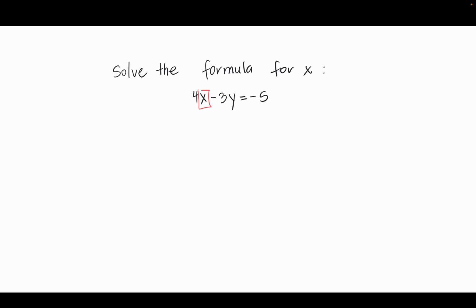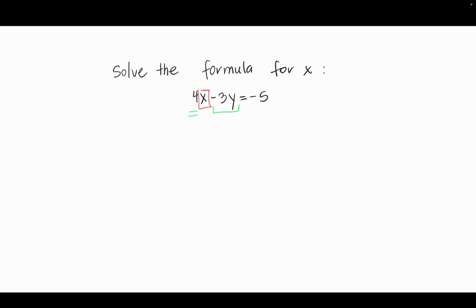that variable by itself. And I have our x in the red box because that's the one we're going to be getting by itself. Notice that there are two things that we need to move to the other side of the equal sign in order for our x to be by itself. Those two things are negative 3y and this positive 4.